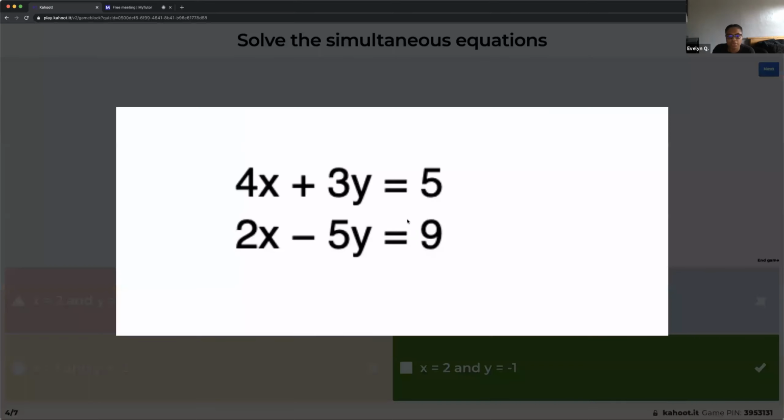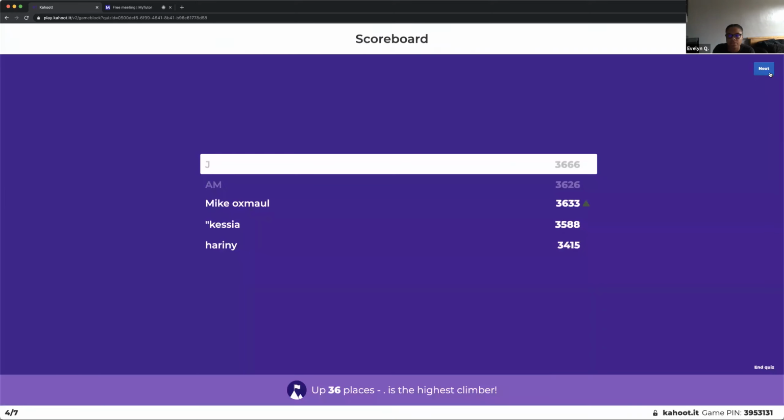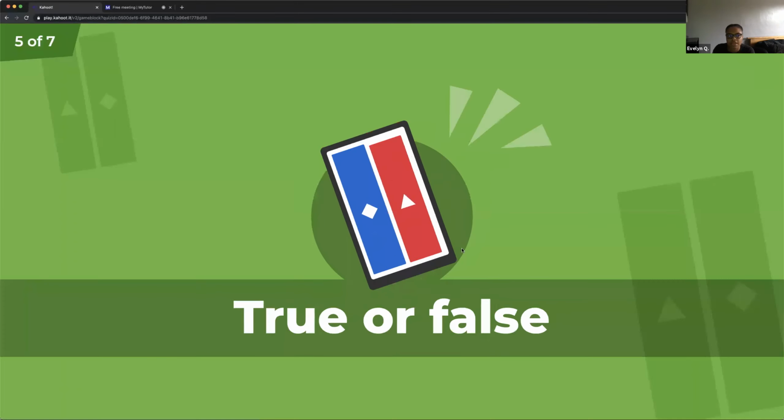Brilliant. So remember, you want to make either the x is the same or the y is the same. You could have multiplied the second equation by 2. You would have made the x is the same, and then you would subtract the equations and solve for x and y. Brilliant. Well done, and well done for the top 5.